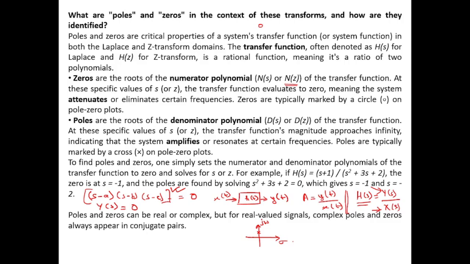Now the thing is that the roots of x of s are pushing the h of s to infinity. That means the gain of the system is increasing. And hence these poles are represented with x. Zeros are represented with small o, and poles are represented with x. So the squealing effect is basically because of the resonance at certain frequencies.